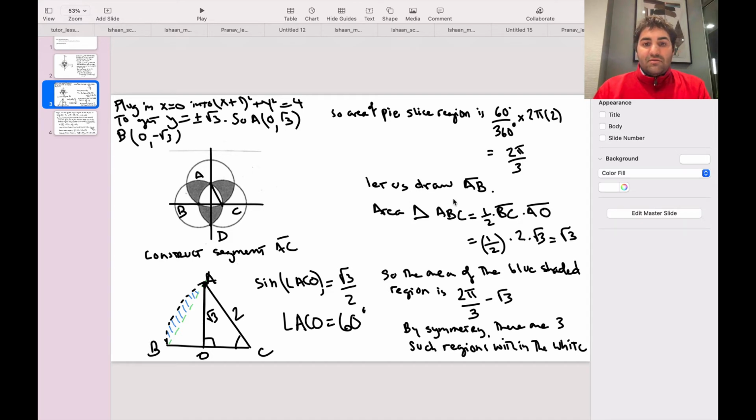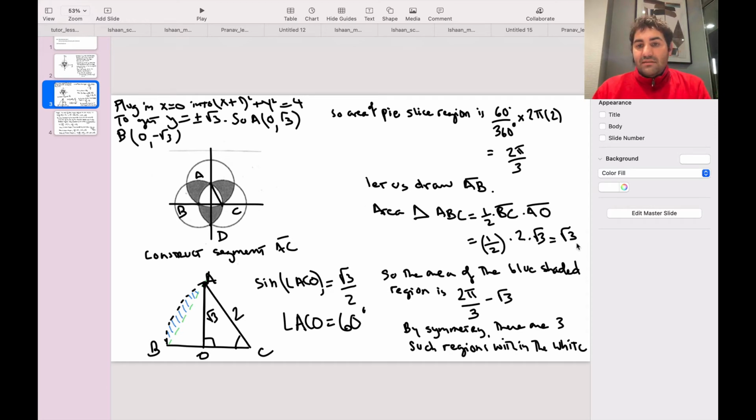So now let's draw a segment AB. So that's this dotted line in green here. The area of triangle ABC is equal to 1/2 times the length of the base, which is BC, times the length of the height, which is AO. So we get 1/2 times 2 times root 3. Remember, length of BC is going to be 2 because it's a radius of the circle, just like AC is.